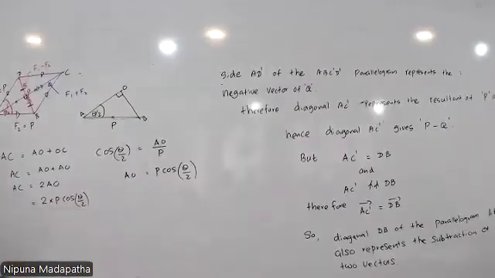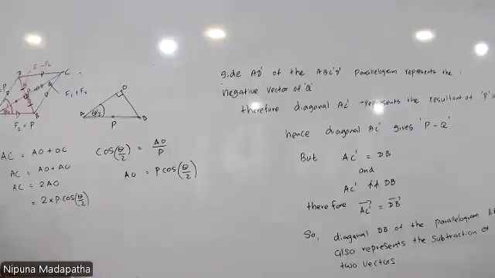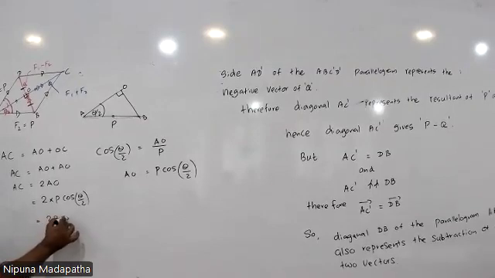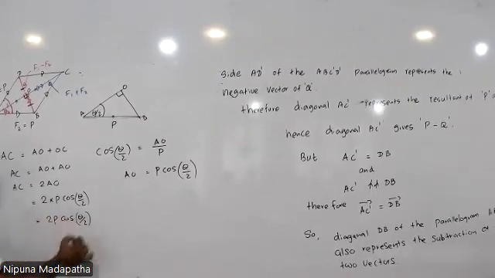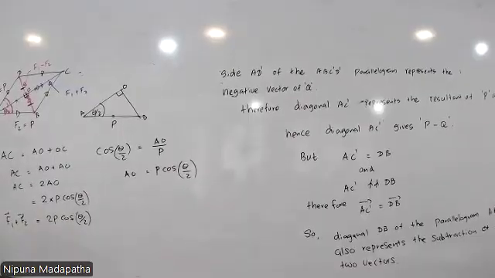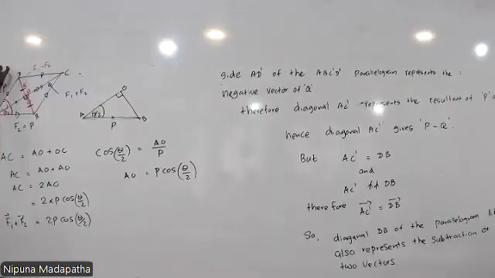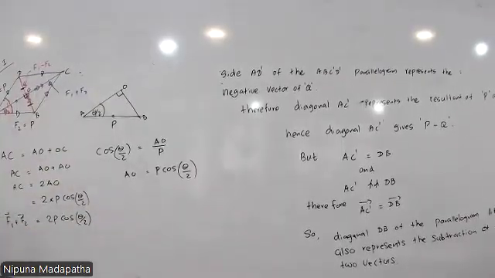That's how we get the angle in cosine form. So the answer is 2P cos theta over 2, which is the sum of the two vectors. They give the sum vector as 2P cos theta over 2. Right? The same method is used for subtraction. This is method 1.